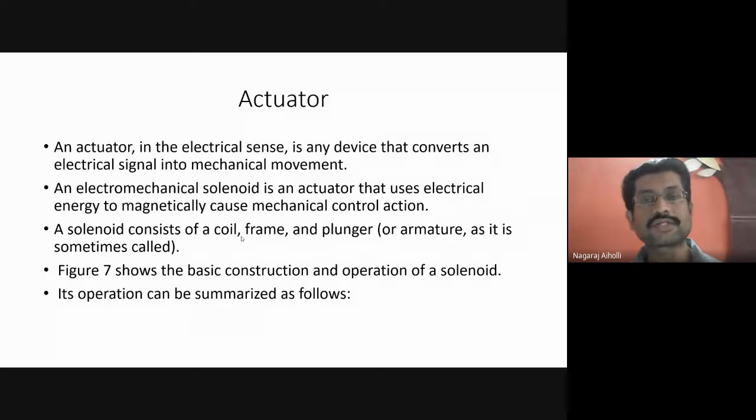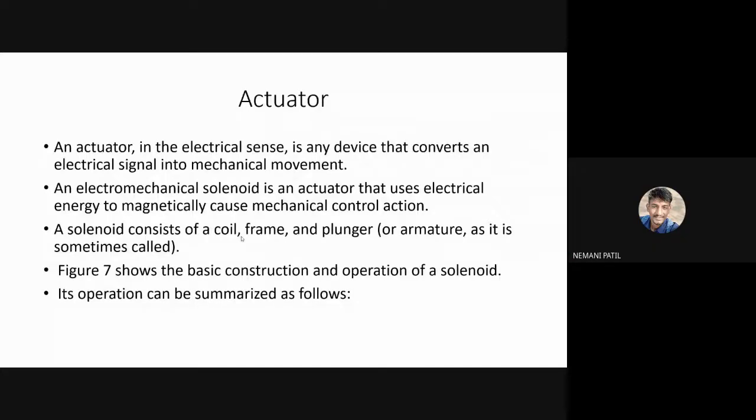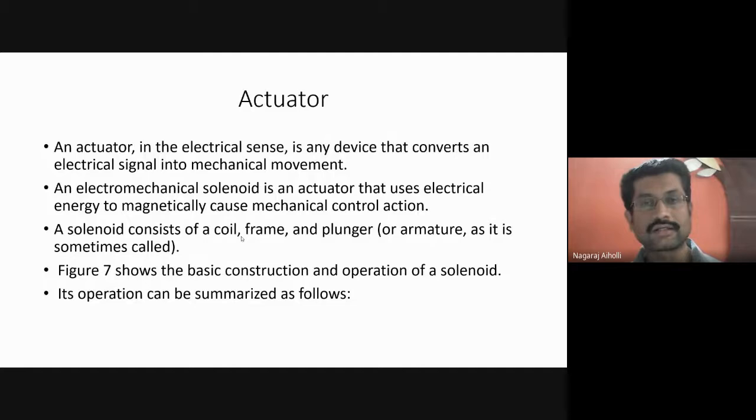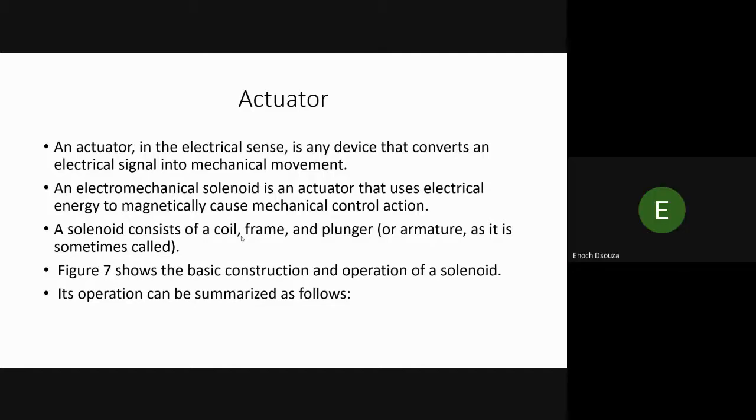Have you come across actuators anywhere in your course of study? You have not come across? Hydraulic actuator, pneumatic actuator, sir. Yes, yes, they are the same thing.